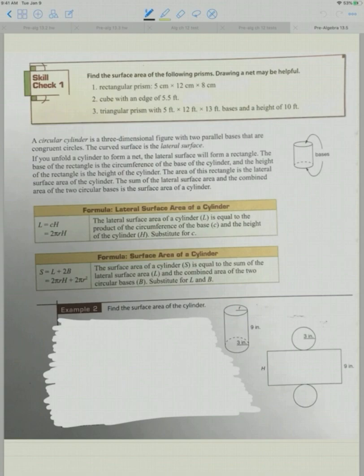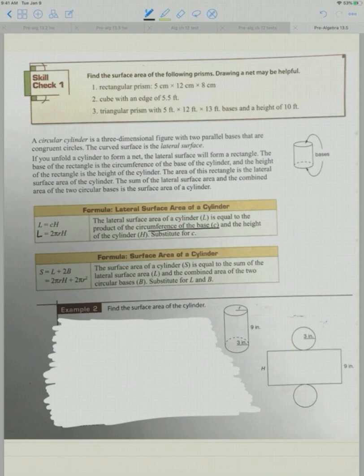So, the lateral surface area formula for a cylinder: big L, lateral surface area, is equal to C, the circumference of the base, times the height, big H, of the cylinder. Circumference is 2 pi r, which means big L is equal to 2 pi r times big H, which is the height of the cylinder.